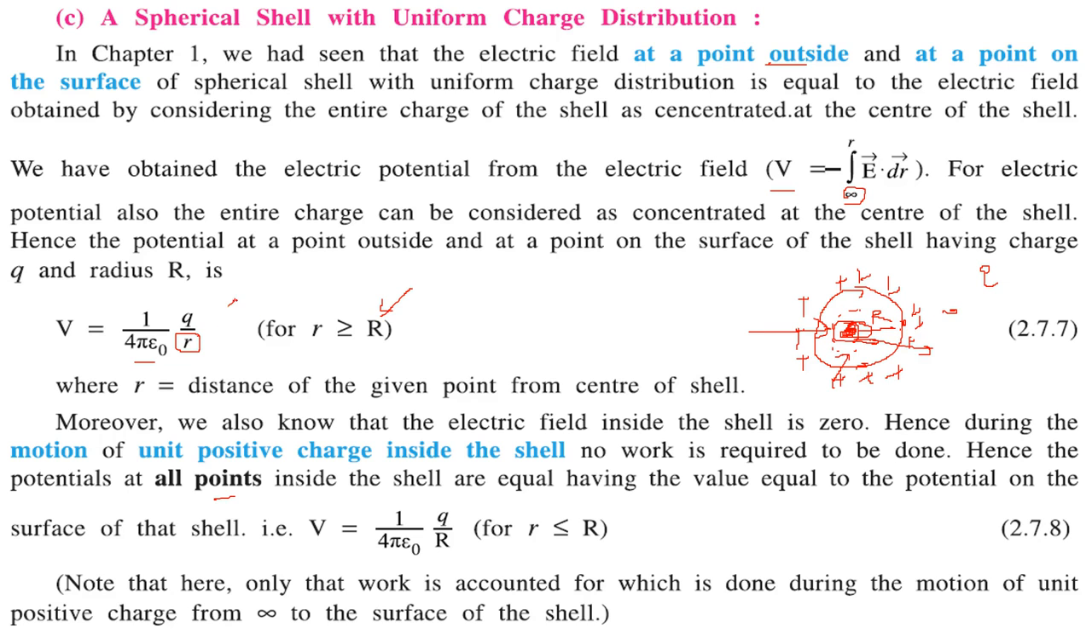So we can just write this. We can change this R with capital R, because at the surface, this is the radius. So we can write V equal to 1 by 4 pi epsilon naught Q by R, right?